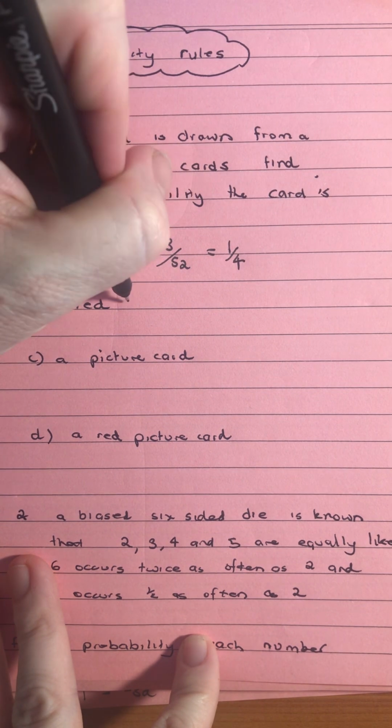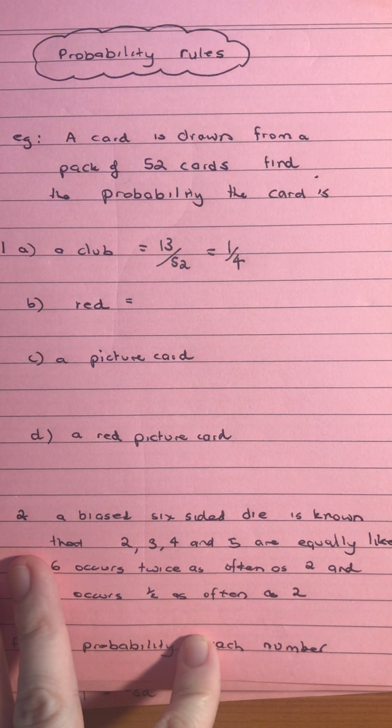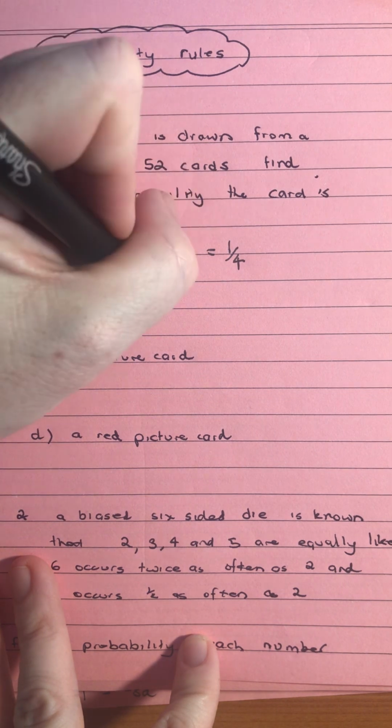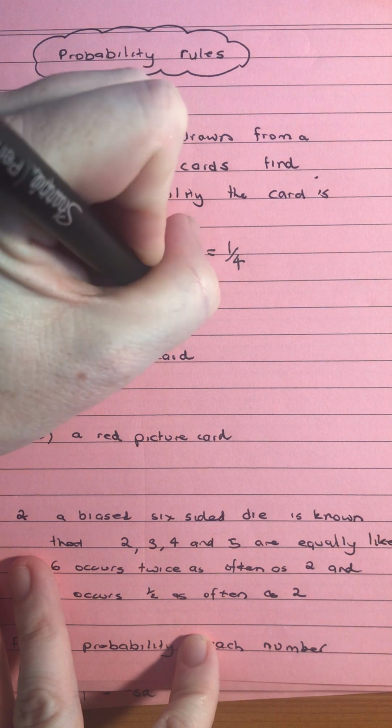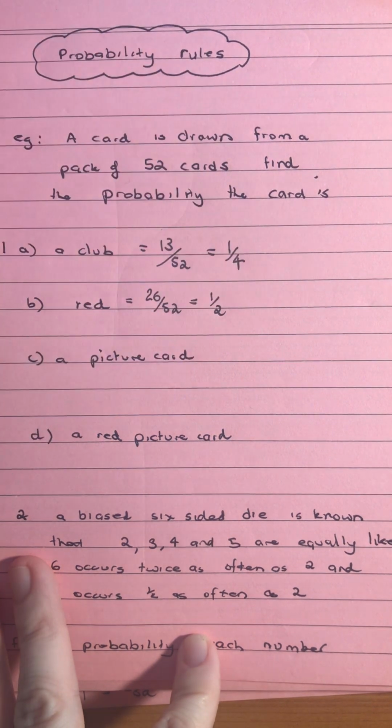For red, the red cards are our diamonds and hearts. So we've got 2 suits that are diamonds and hearts. So that's 26 out of 52, which will simplify to a half.